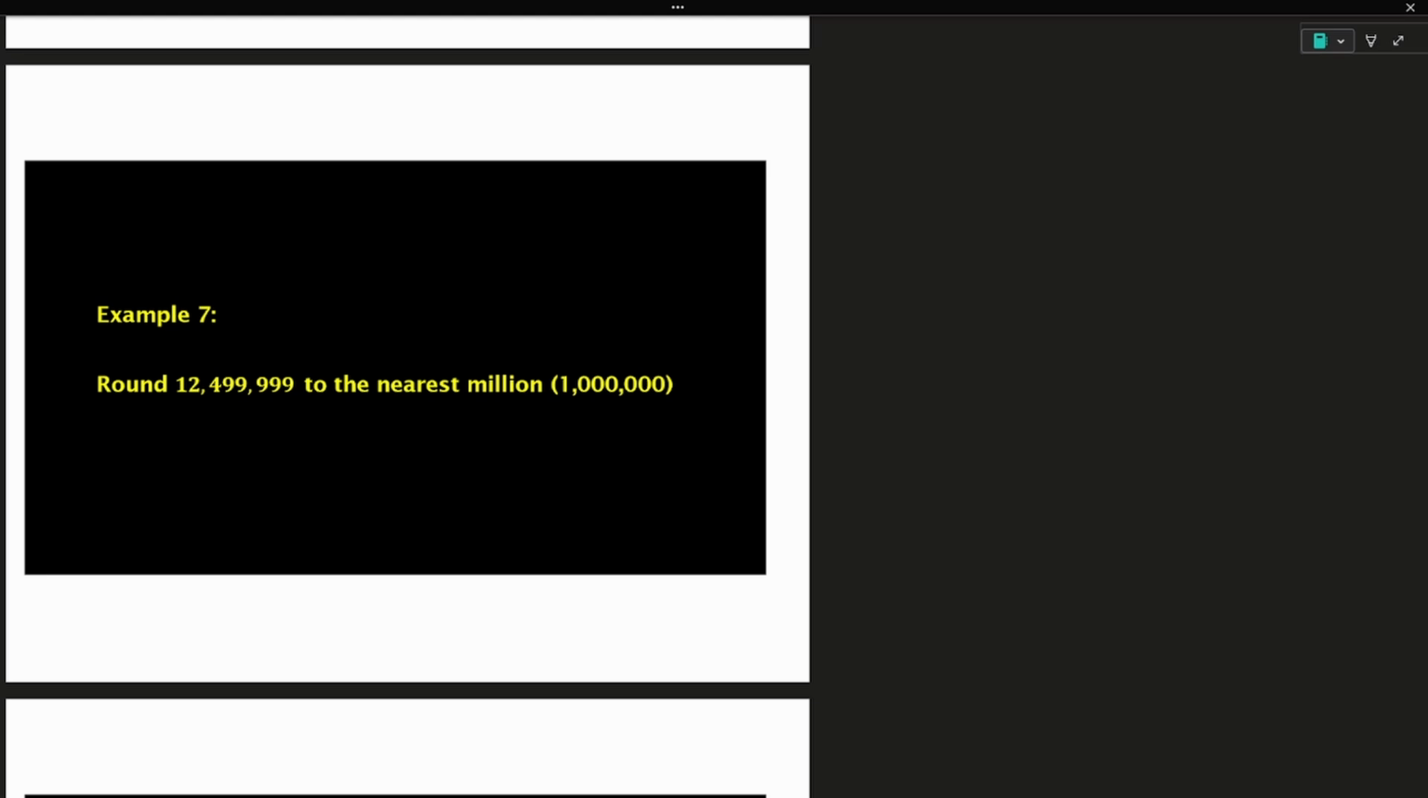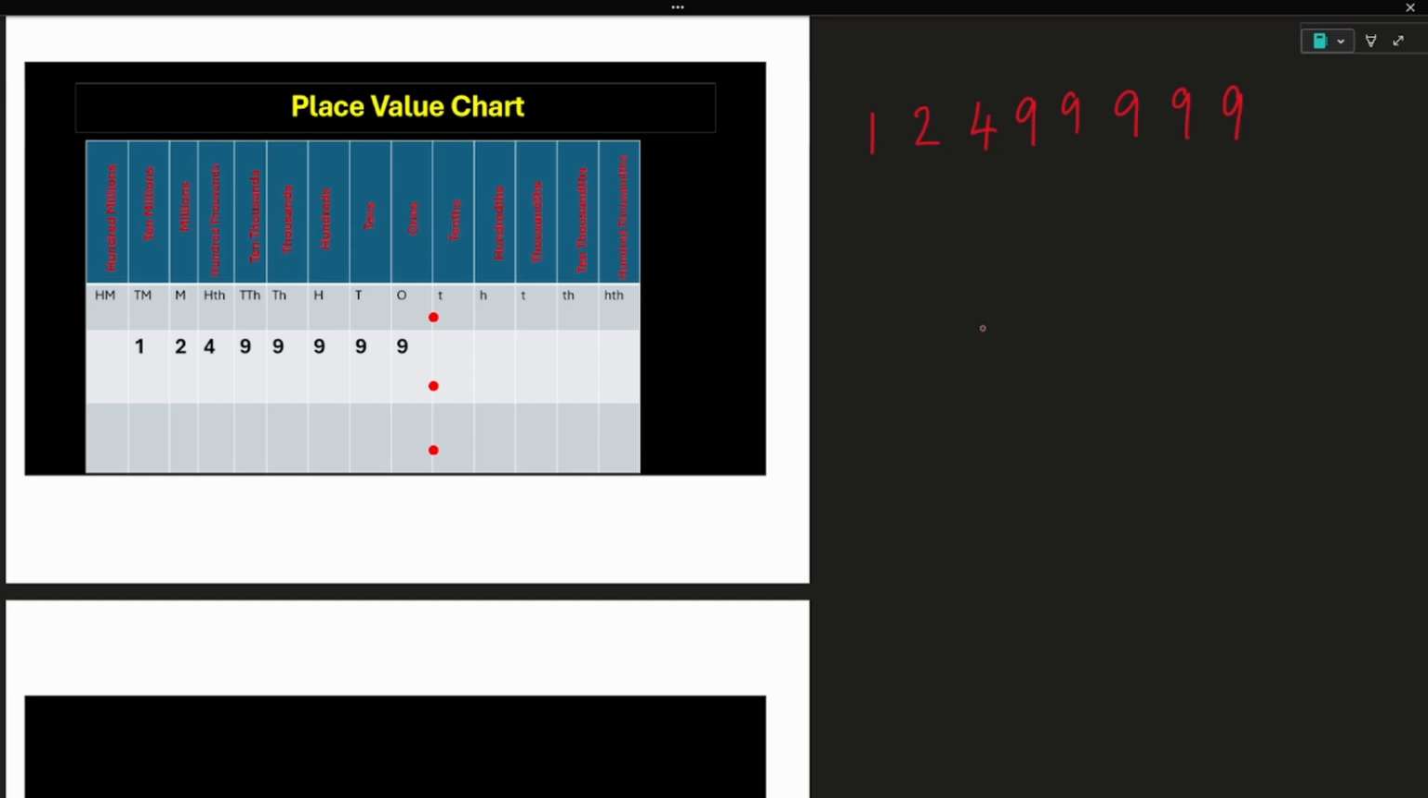Example 7. We are asked to round 12,499,999 to the nearest million, or to the nearest 1 million. So using a place value chart, we need to identify the digit in the 1 million place. And the digit in the million place is the digit 2. And this is the digit we will be rounding up or down depending on the value on the right.